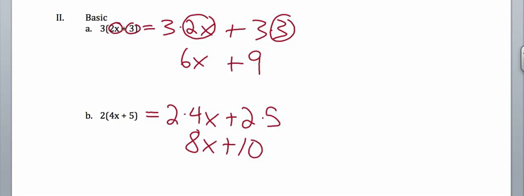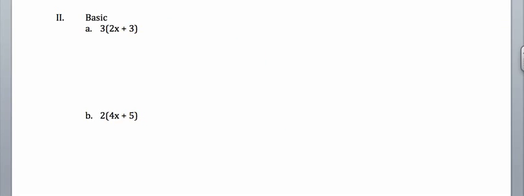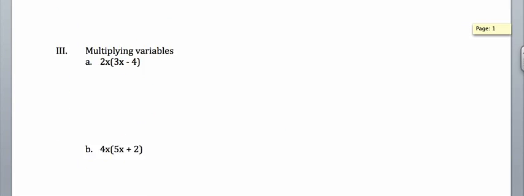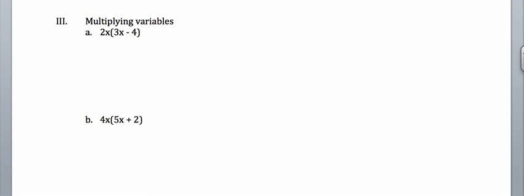Now those are very, very basic examples. Examples can definitely get more complicated. Now we're going to look at what happens when we multiply variables. We haven't really looked at multiplying variables yet, but we're going to take a look at it right now.